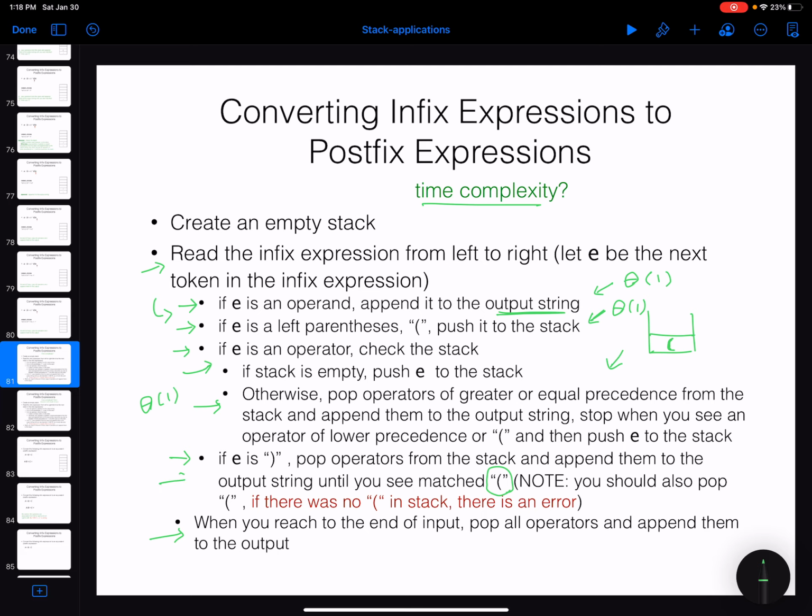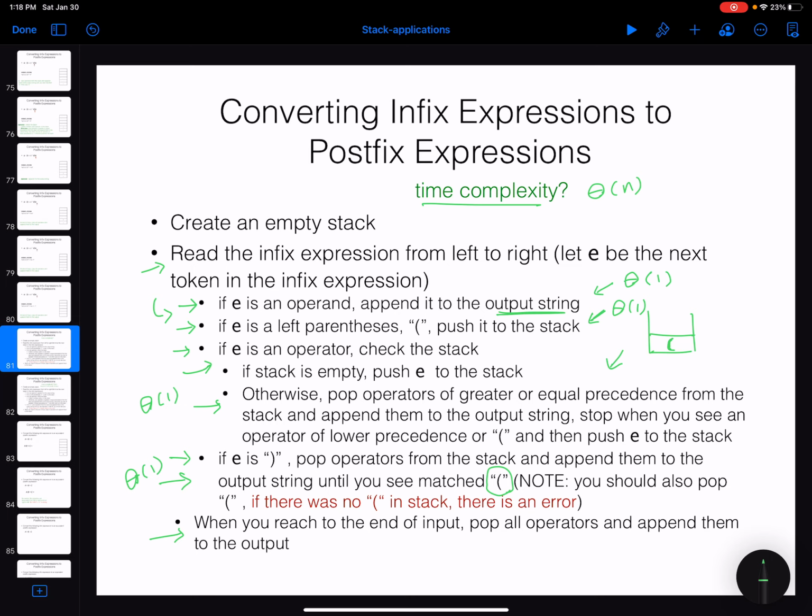For the closing parentheses, again, you are just applying popping. And so those are popping that will be applied over the operators. This is going to be constant as well. So in total, the time complexity of your algorithm is going to be depending on the number of tokens. So it is going to be linear. And you don't need to read your input string more than once. Everything will be read only once. And this is going to be done in linear time, which is the most efficient algorithm that you can get for this example.